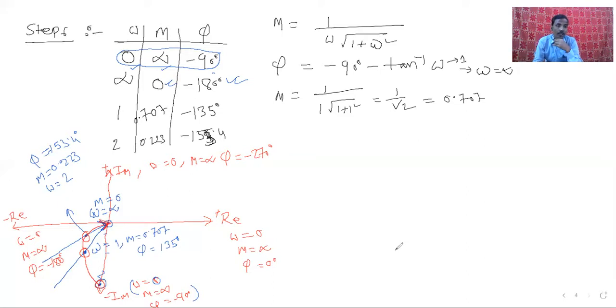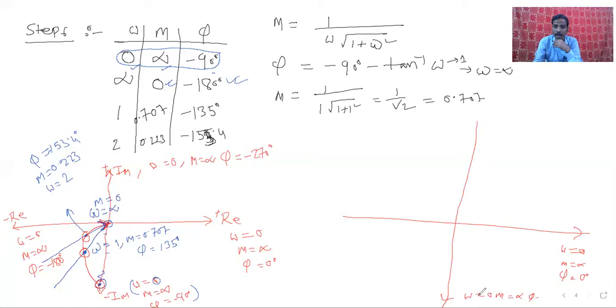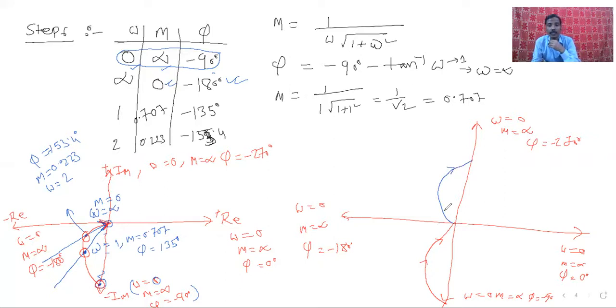Then draw the Nyquist plot. What is the Nyquist plot? Just the mirror image. This is omega equals 0, M equals infinity, phi equals 0 degree, omega equals 0, M equals infinity, phi equals minus 90 degree, omega equals 0, M equals infinity, phi equals minus 180 degree, and omega equals 0, M equals infinity, phi equals minus 270 degrees. Suppose this is the polar plot, and this is the mirror image. So the total path is actually the Nyquist plot.